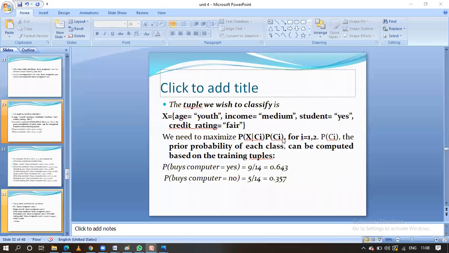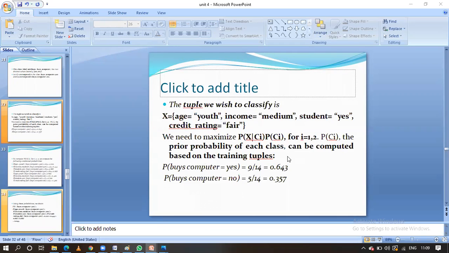Here Ci equal to yes means buying a computer, and Ci equal to no means not able to buy a computer, guys. So i equal to 1 is related to yes, and i equal to 2 is related to no. Here Xi is the test record, guys. We have to classify whether this data is nearer to yes or no, related to buying a computer or not. This is the input test record, guys.